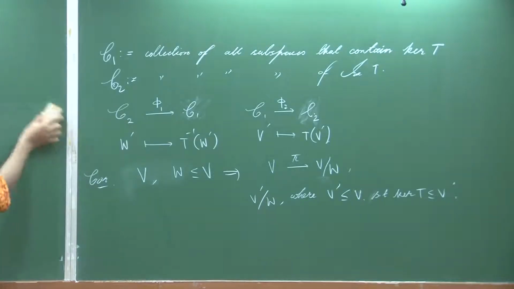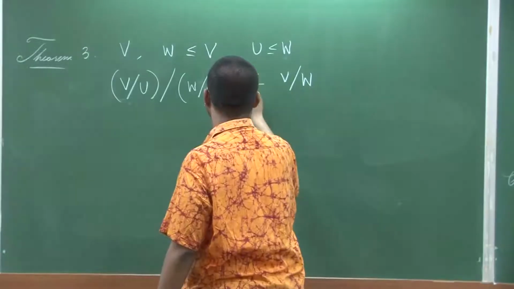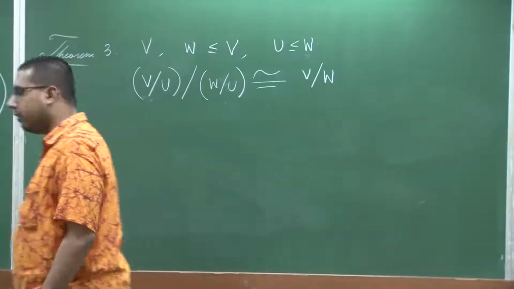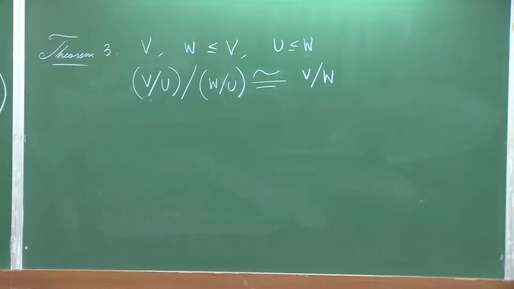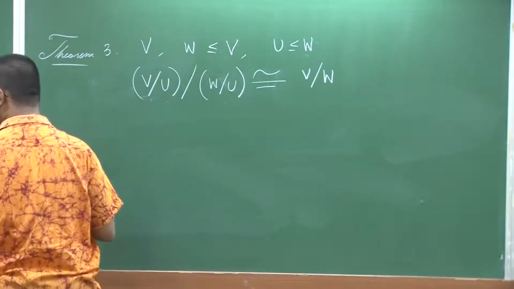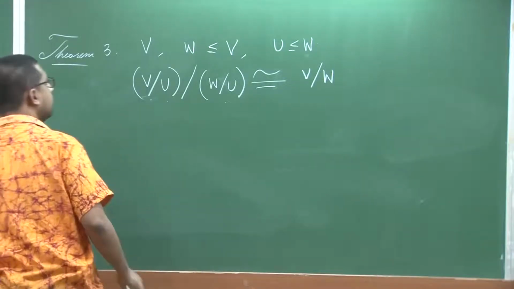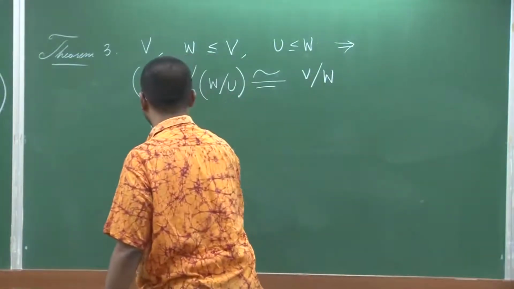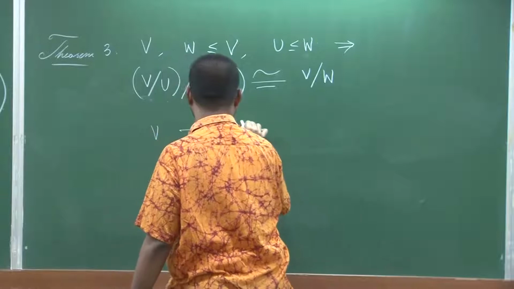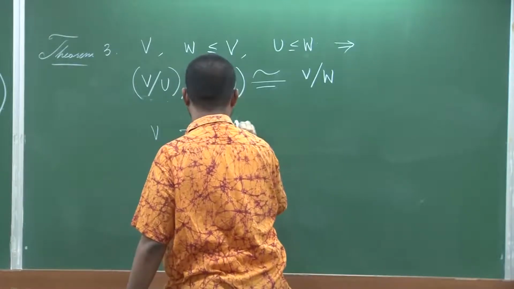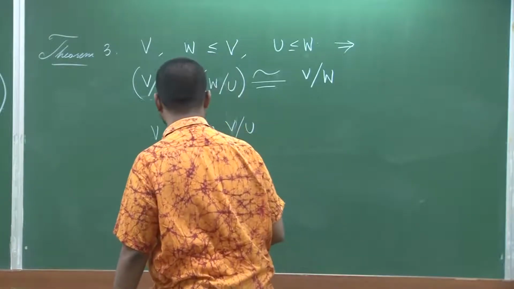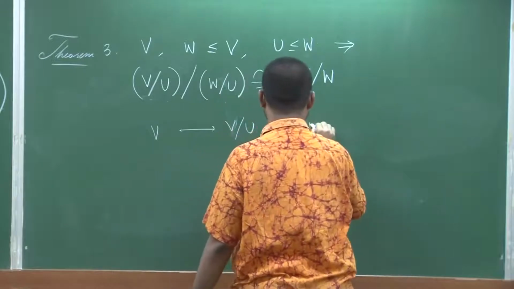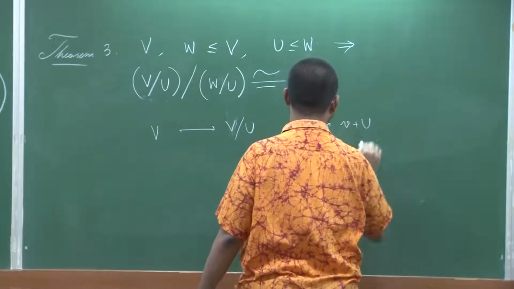As we may expect, there is an isomorphism between them, but we have to construct the isomorphism carefully. So, what we will do is, from V I would first consider the map to V mod U. So, what is the map? A typical vector v is going to v plus U in V mod U.